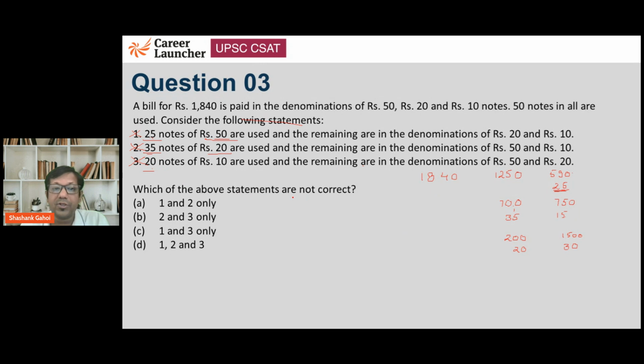And the question is talking about which of the following statements is not correct. It means first is not correct, second is not correct, third is not correct. So the answer of this question will be option D.